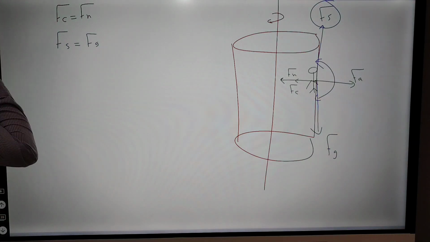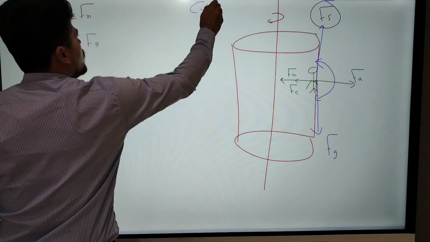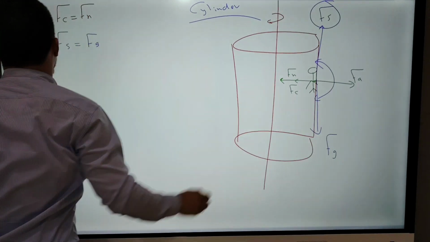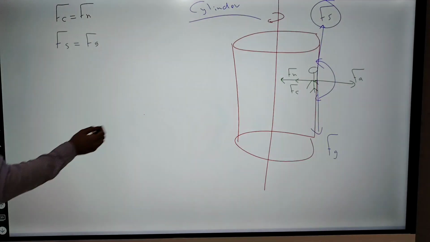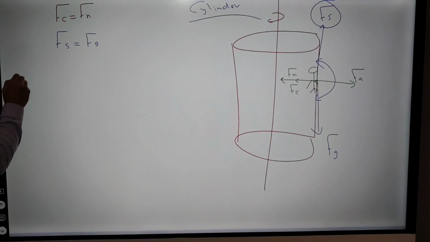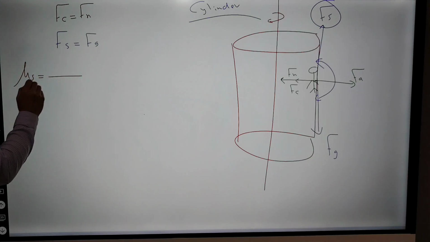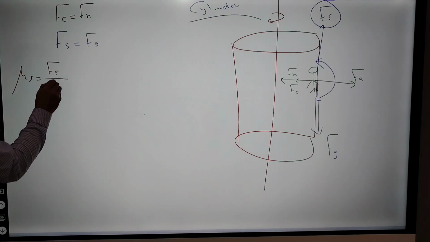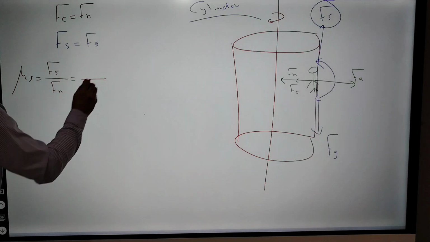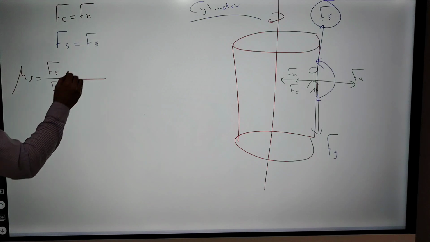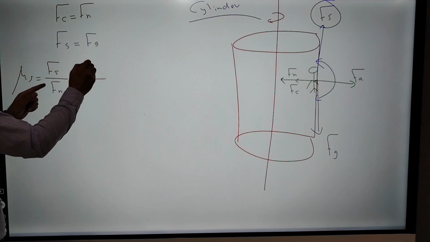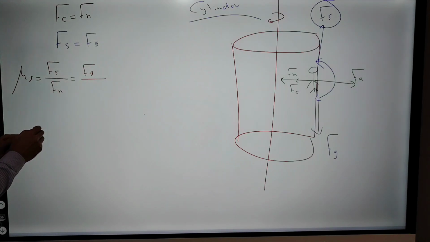Okay? This is for what? For the cylinder case. Okay. Write down the equation of a coefficient of static friction, mu s, which is equal to Fs over Fn. But in that case, what is the equivalent static frictional force? Fg. Instead of Fs, is it possible to write down Fg? Yes, of course, why not?